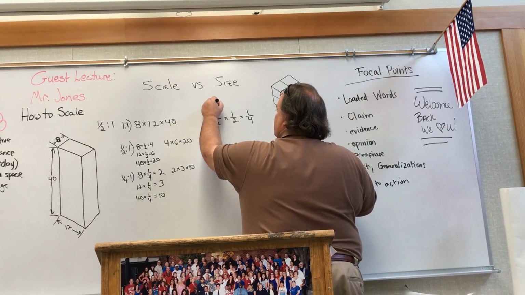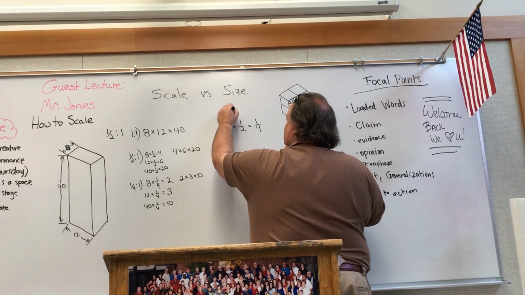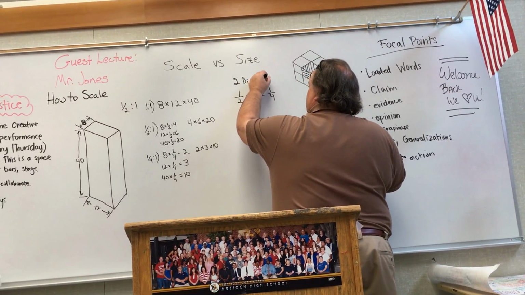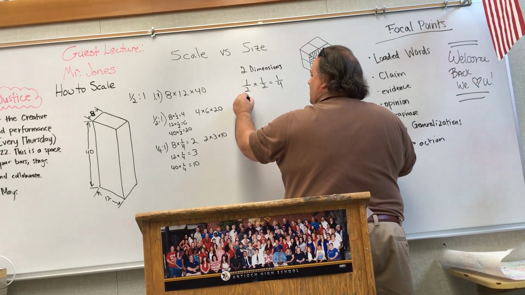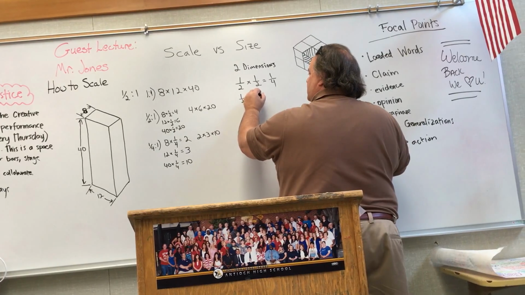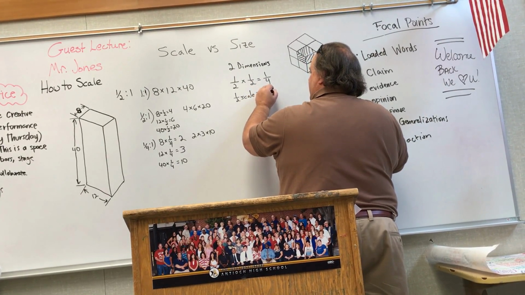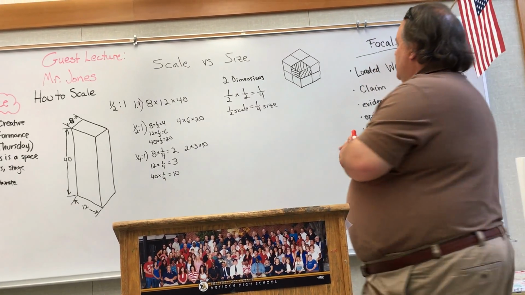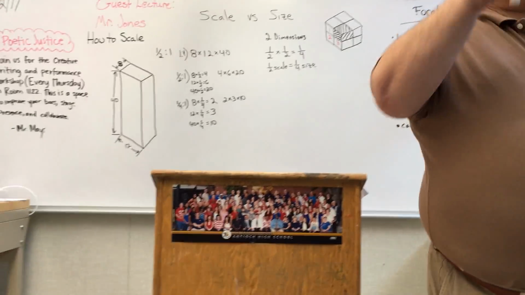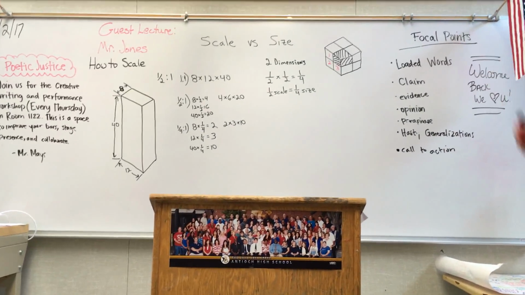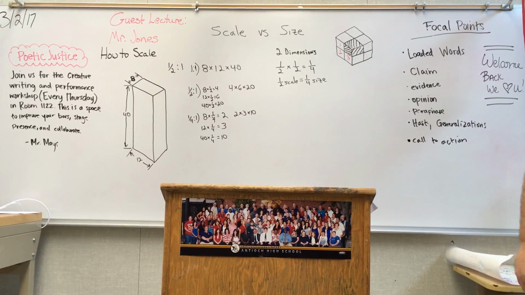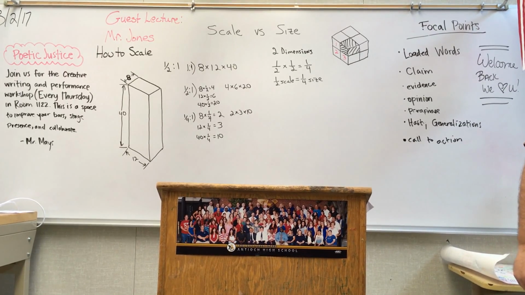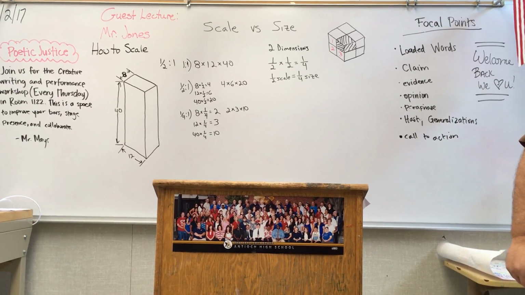So in 2 dimensions, 1/2 scale equals 1/4 size. Does that make sense? We have 1, 2, 3, and then the shaded area is 4, isn't it? So we divided both sides in half. We have 4 areas there when we divide it in half. So one of those areas in 2 dimensions is only 1/4 the size.